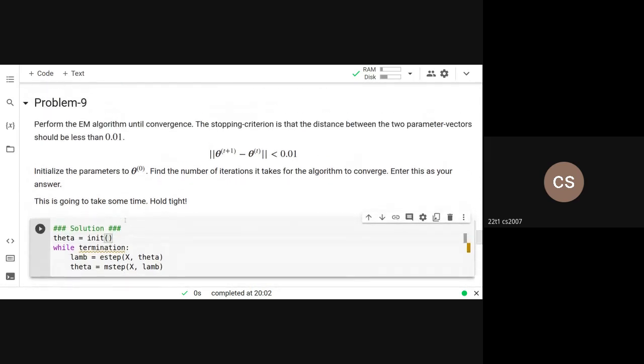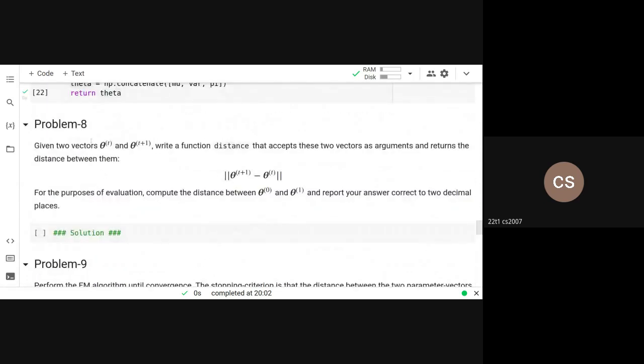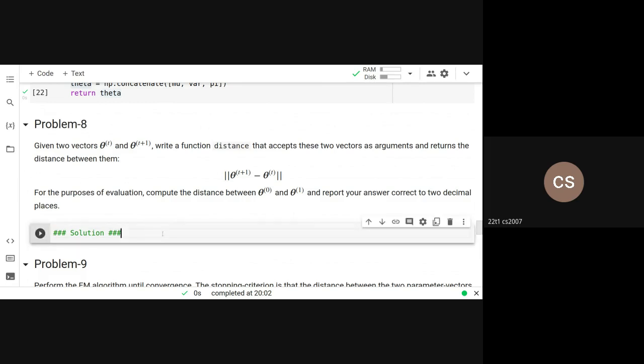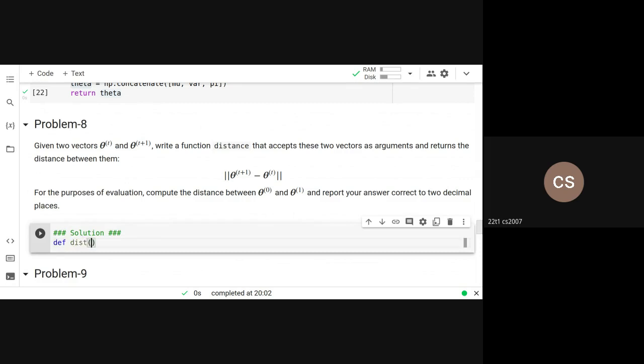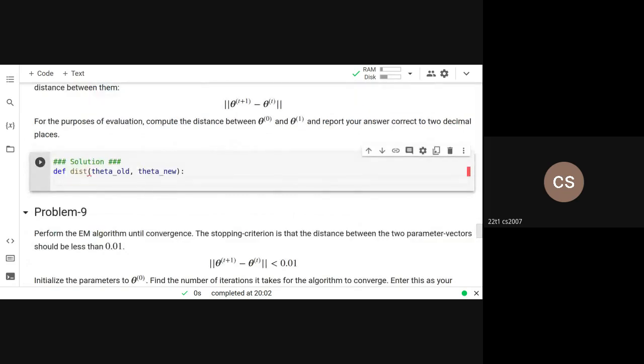Now let's quickly see what the termination is. Given two vectors, theta t and theta t plus 1, we need to find the distance between these two. That will be the one which will help us terminate the function. So I'll write a quick function called distance, and I'll call them theta old and theta new. How do I do this? What is the distance between these two? How do I compute that?